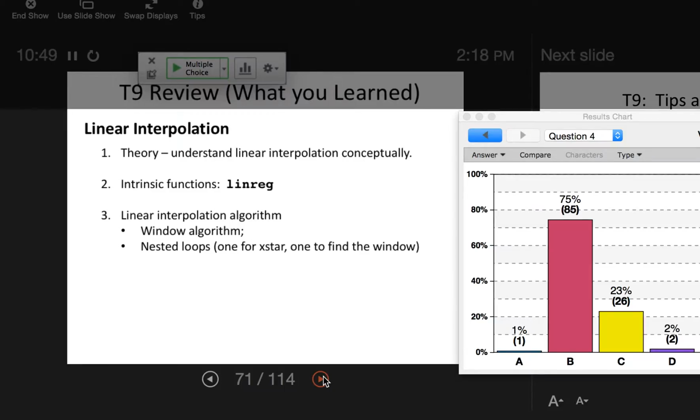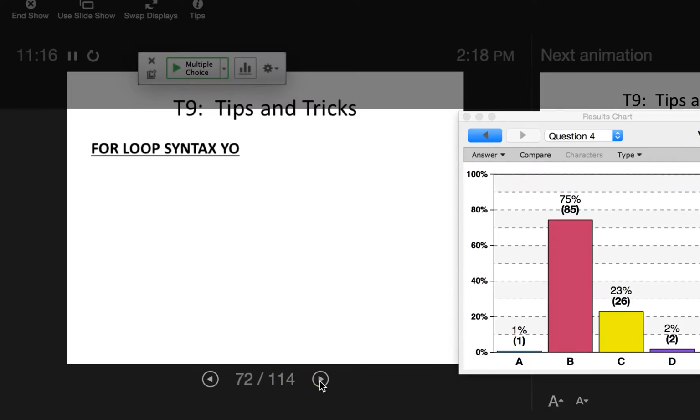And then the last piece is that you have to nest 2 for loops within one another. One of the for loops will go through your x star values, and the other for loop goes through your x values to find the window. And I think this is the first time we've done this double nested for loop. So just thinking about how that might work to have 2 nested inside each other. So there's that.